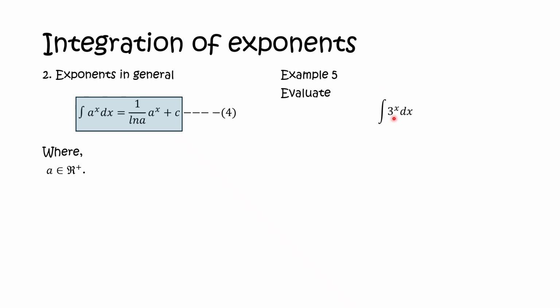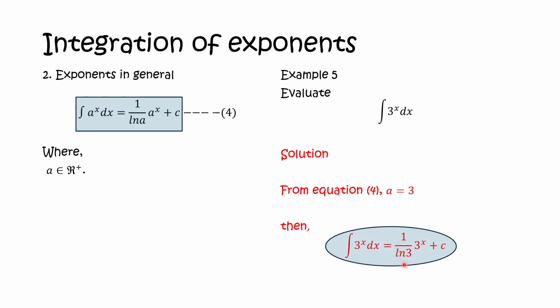We have the example, evaluate the integral of 3 to the x dx. Now, we have to identify what our a is from equation 4. So our a is 3. Then it will mean that the integration of 3 to the x dx is equal to 1 over the natural log of 3 times 3 to the x plus the c.